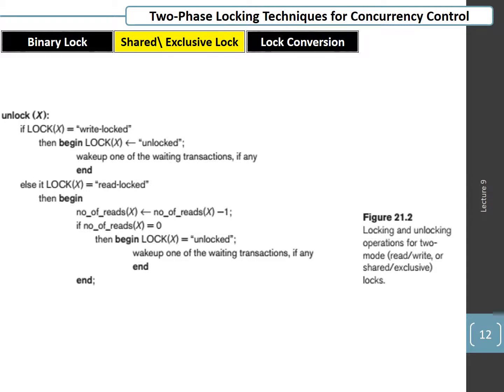Now we have the unlock algorithm. If the data item is locked by a write lock, we will simply unlock this data item and we will wake up one of the waiting transactions. But if the lock is a read lock, then we will need to decrease the number of reads, and if the number of reads becomes 0, the data item will be unlocked and we will wake up one of the waiting transactions.